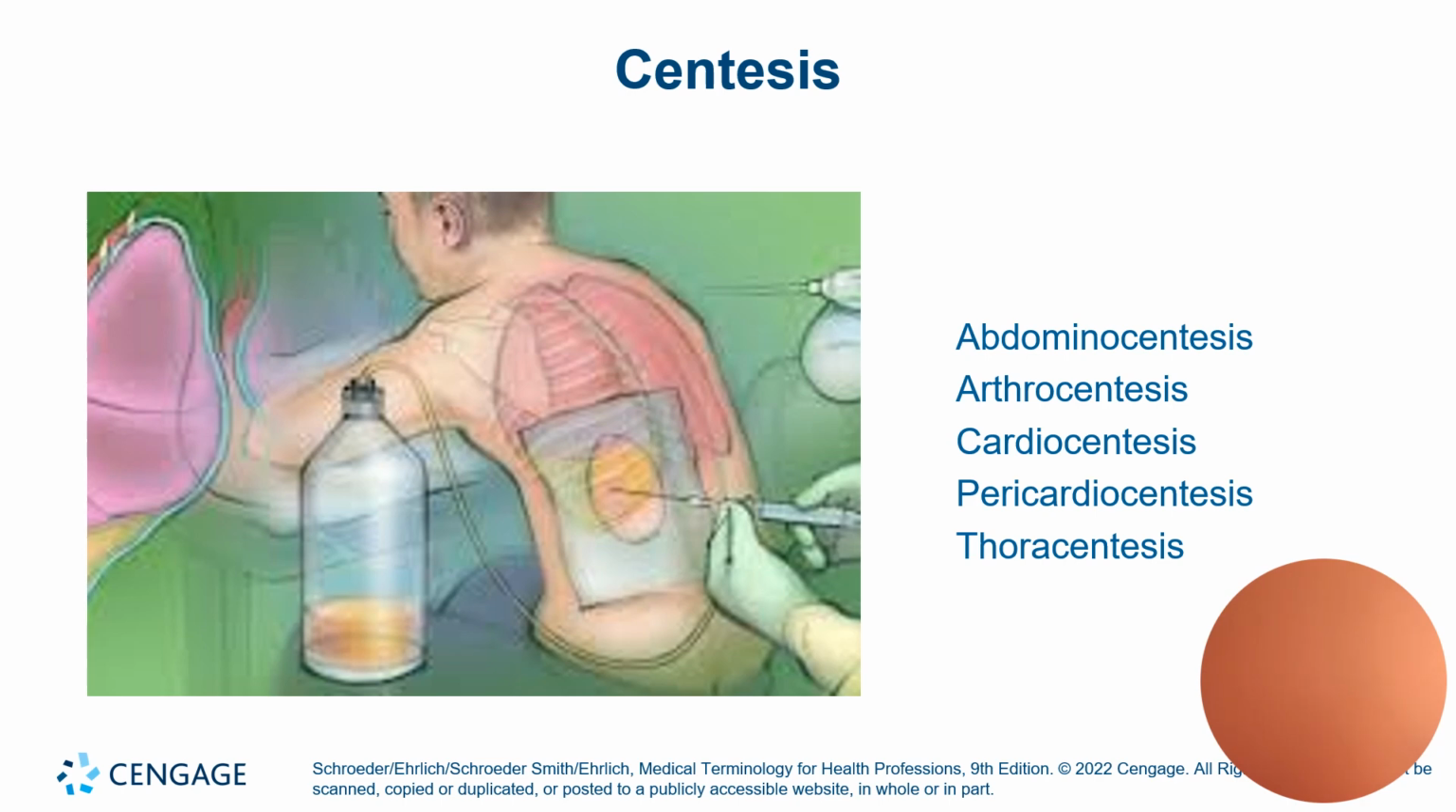A pericardiocentesis is the puncture of the pericardial sac for the purpose of removing fluid. And a thoracentesis is the puncture of the thoracic cavity to remove fluid collection in the lung linings, usually between those linings.